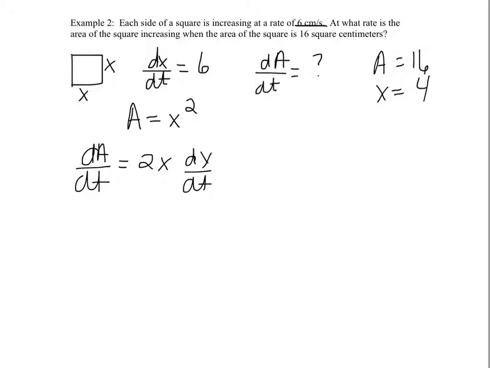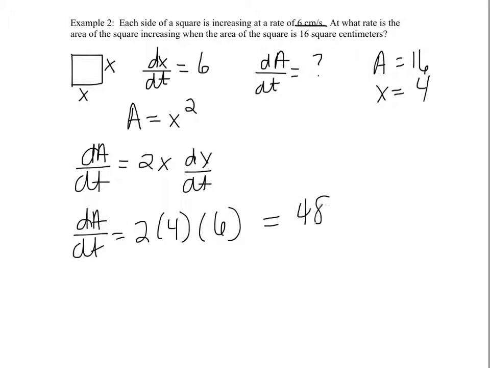So we're ready now that we've done our differentiation and we have simplified, we are ready to plug in what we know. We're trying to find dA/dt, it's already by itself, so that'll be great. We're trying to find this when x equals 4 and dx/dt equals 6. So now if we go ahead and just multiply that across, we get 48.